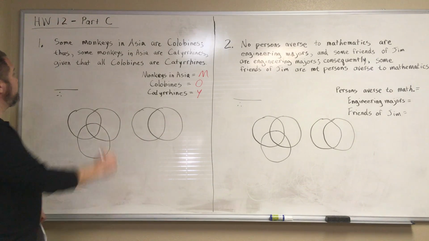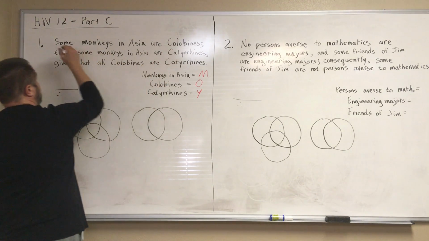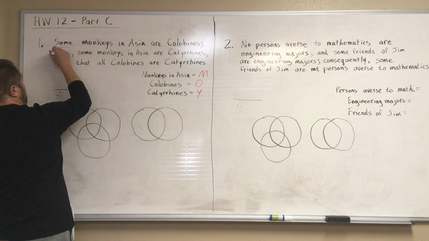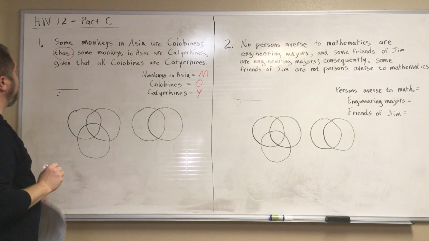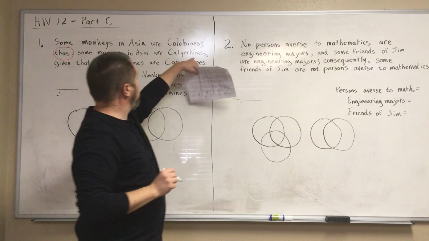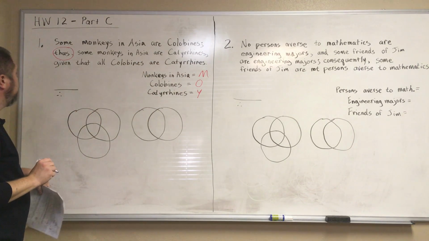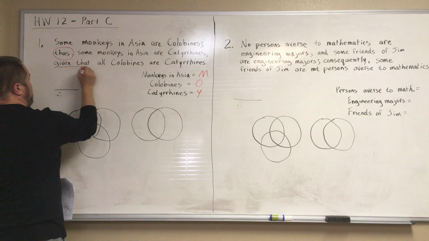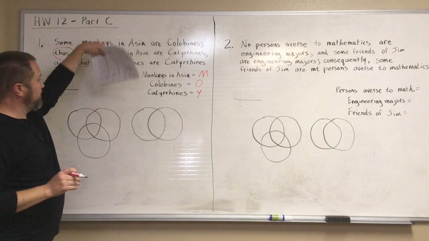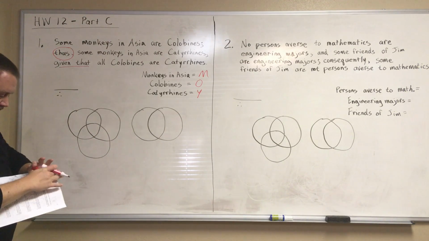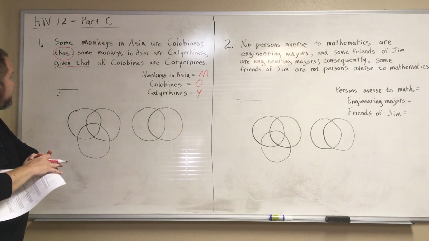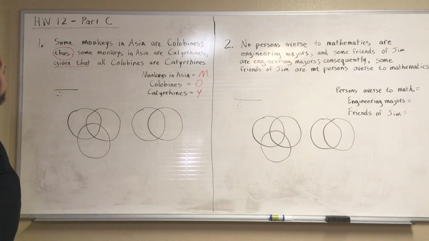Let's see if we can highlight any premise and conclusion indicators to help us out. "Some monkeys in Asia," and "thus" is a conclusion indicator, so what follows it is going to be our conclusion. And "given that" is also a premise indicator. So the top and the bottom phrases are going to be our premises.